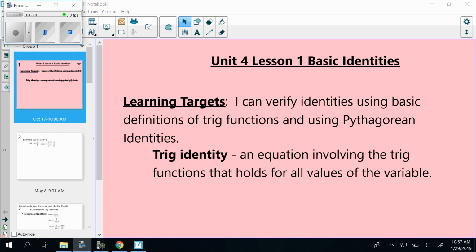Okay, today we're going to start Unit 4 and look at what's called basic identity. So we want you to be able to show that some trig stuff equals other stuff using some of the equivalencies that we know with trig.